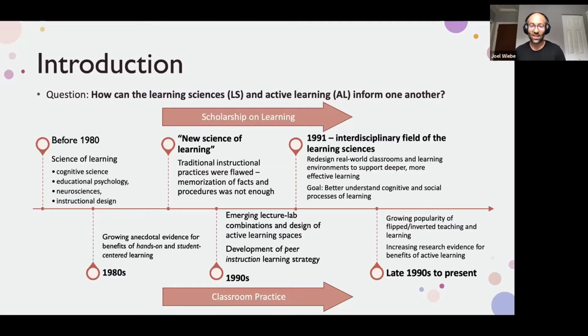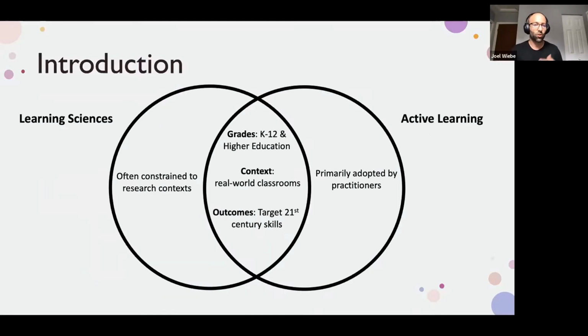Progressing to the 1990s, we see a growing popularity of flipped or inverted teaching and learning, as well as increased research evidence for the benefits of active learning. So essentially, we have these two different communities. We have the community of the learning sciences and the community of active learning. And so the learning sciences is often constrained to research contexts, while active learning is primarily adopted by practitioners.